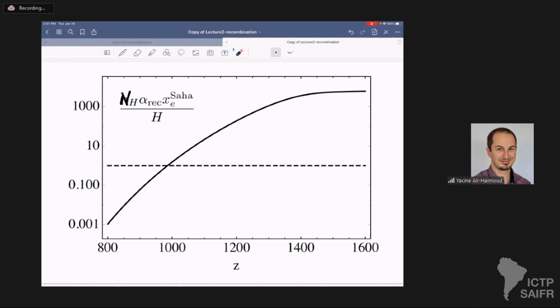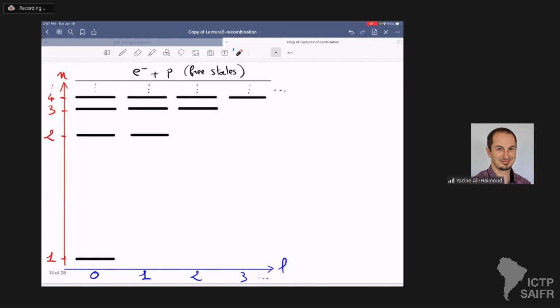The point I'm making here is that the evolution of the free electron abundance in the universe, the ionization history in the universe, does not occur at all in thermal equilibrium. And so instead, we need to compute the dynamics of the recombination of hydrogen.